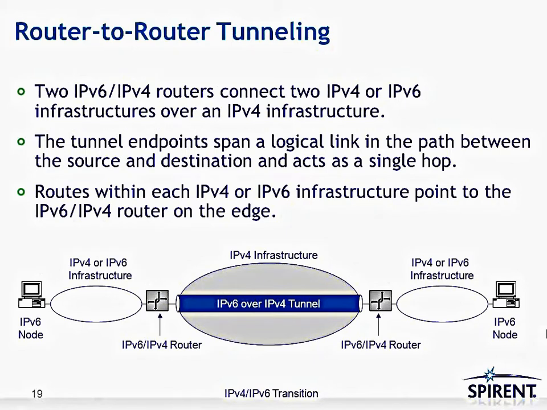So router to router tunneling, like I mentioned and we saw a few slides ago, is when, in this example, your two IPv6 nodes are connected to IP version 6 and they need to connect over an IP version 4 infrastructure, so the two routers in between need to establish a tunnel for those packets.